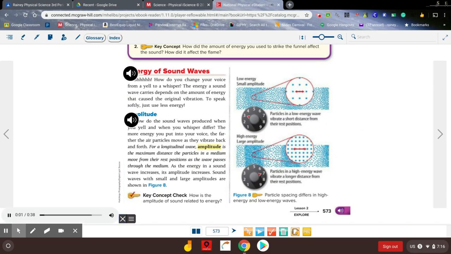Amplitude. How do the sound waves produced when you yell and when you whisper differ? The more energy you put into your voice, the farther the air particles move as they vibrate back and forth. For a longitudinal wave, amplitude is the maximum distance the particles in a medium move from their rest positions as the wave passes through the medium. As the energy in a sound wave increases, its amplitude increases. Sound waves with small and large amplitudes are shown in Figure 8. Key concept check. How is the amplitude of sound related to energy?